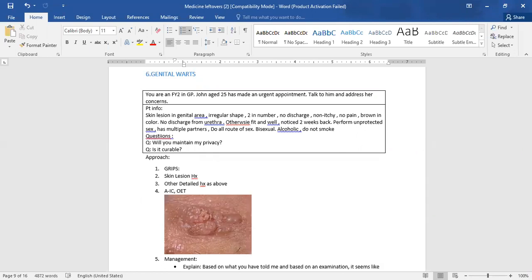Talk to him, address the concerns. Patient info: there is a lesion, irregular shape, single in number, no discharge, not itchy, no pain, brown in color. Otherwise well. Performs unprotected sex, has multiple sexual partners, does all routes of sex, bisexual, alcoholic, does not smoke.